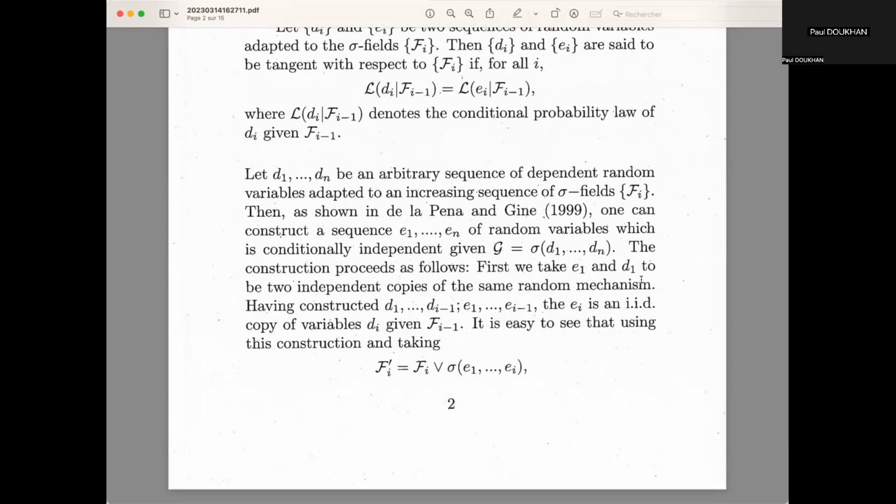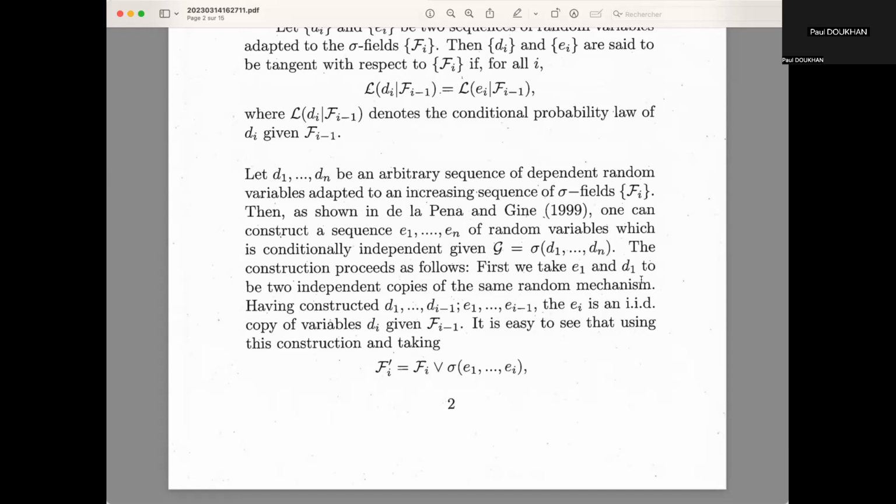Okay, so now the question is, how do I construct it? Before this construction, the statement was very abstract, at least to me. I couldn't really understand it, but this is the way I understood it. So the idea is you first take two independent copies of the same random mechanism. So these two are independent. Then what you're going to do is, conditioning on D1, you take two conditionally independent copies of the same random mechanism. Okay, so these two are conditionally independent given F1.